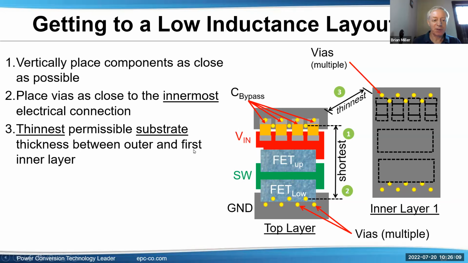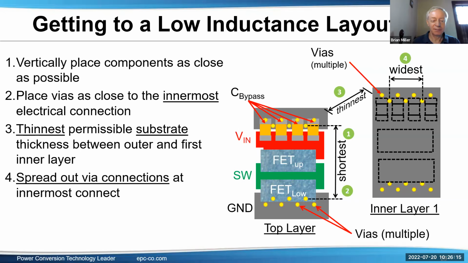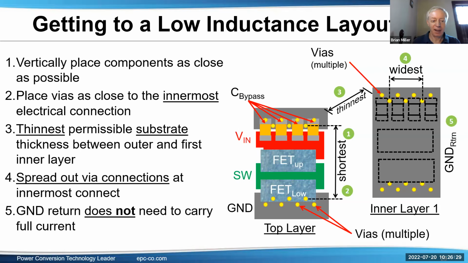You have the thinnest possible substrate between the top and the first inner layer. That can help a lot here too. You spread out the connections here on the top so you don't just have one or two vias, but spread them out so you have a nice wide current path. The ground return does not need to carry the full current, but it does need to minimize the inductance, be a nice, wide path.